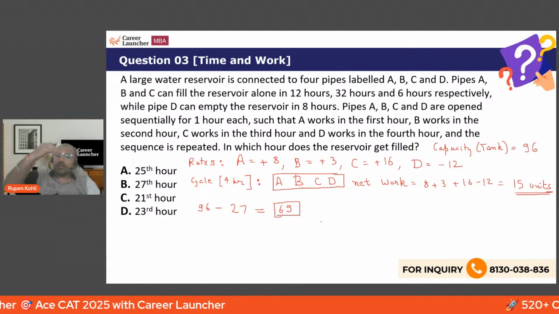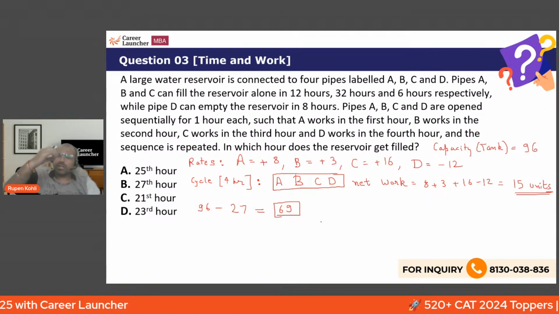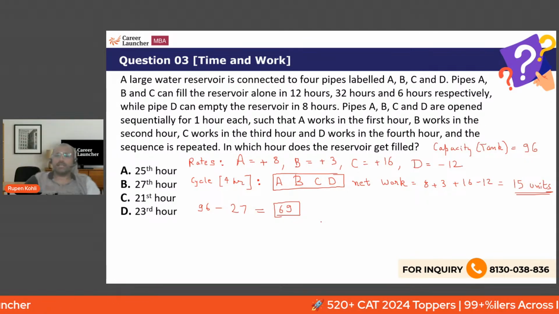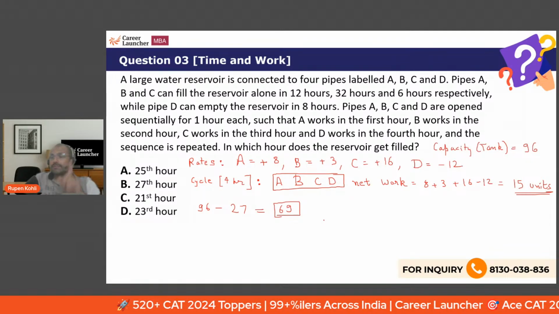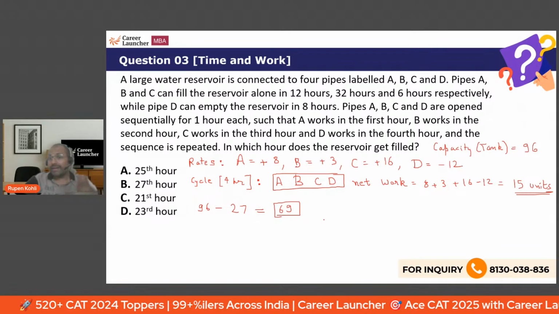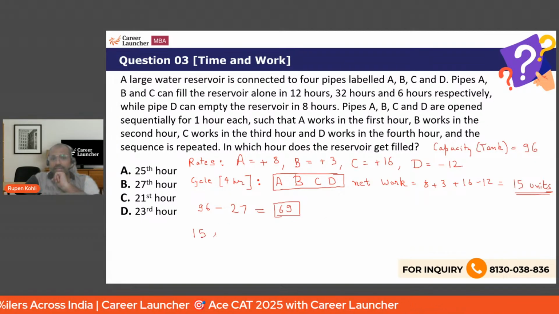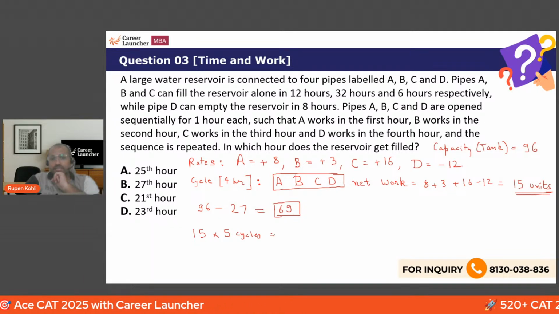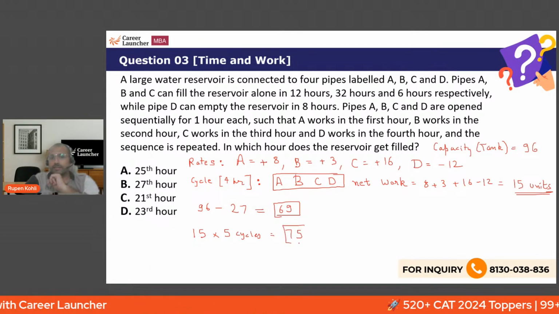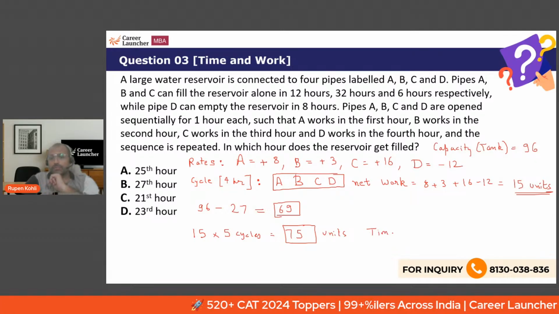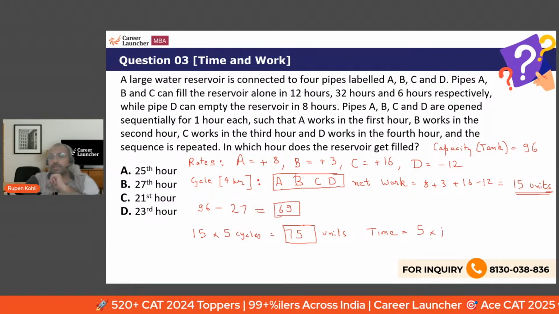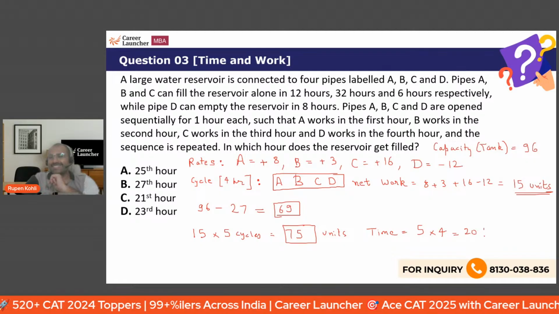So think of the multiple of 15 either at 69 or beyond 69, which is 75. 75 is 15 into 5. So now we are thinking of ending at the 5th cycle, right? So when 15 units are done 5 times, 5 such cycles are done, 75 units of work is done. And the time we have taken so far is of 5 cycles, which is 5 into 4, 20 hours.